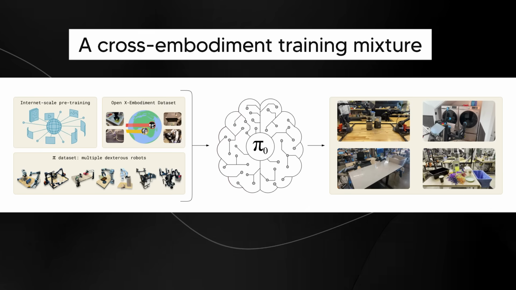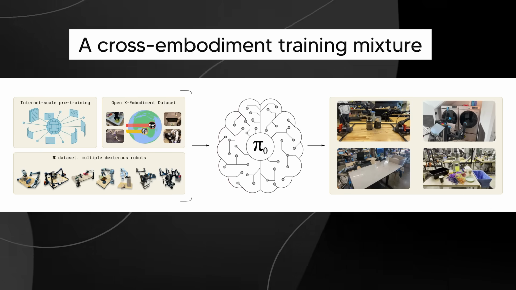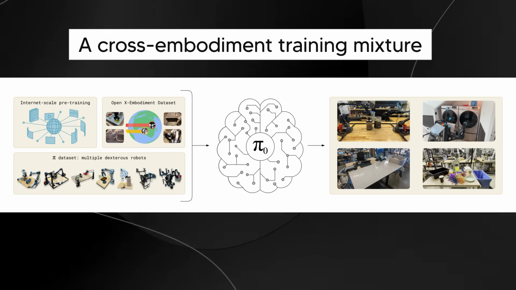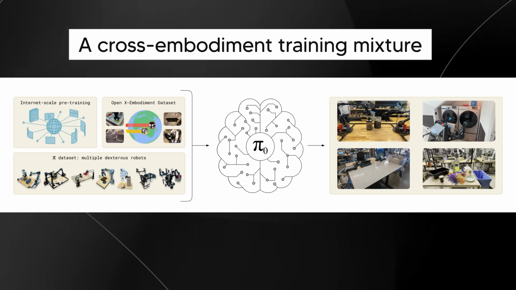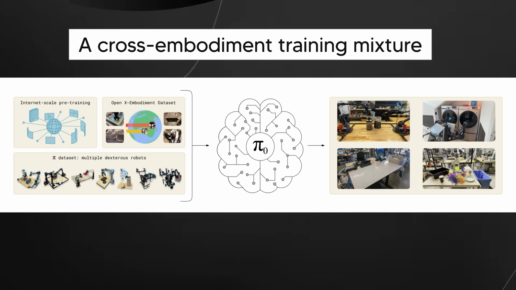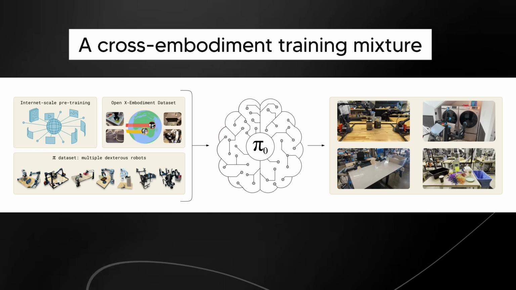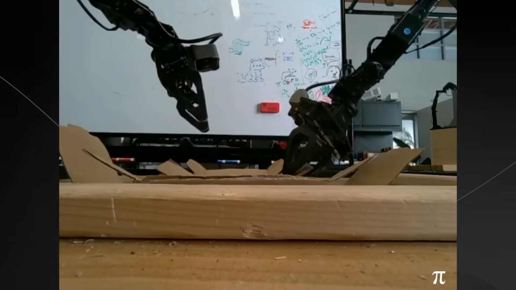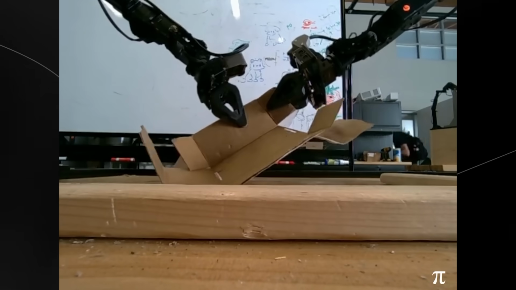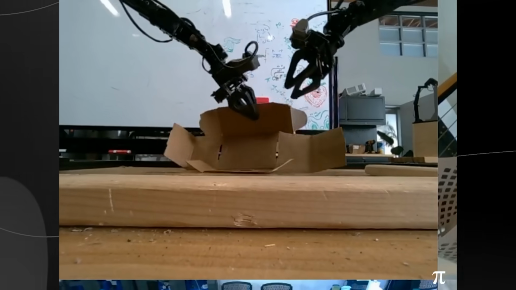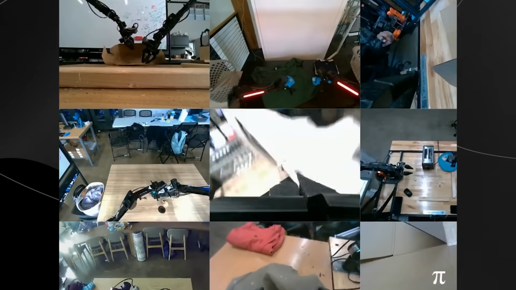Here you can see their cross embodiment training mixture, which is where Pi-Zero, the brain, uses internet scale vision language pre-training, open source robot manipulation datasets, and their own datasets consisting of dexterous tasks from 8 distinct robots. And then the model can perform a variety of tasks via either zero-shot prompting or fine tuning.